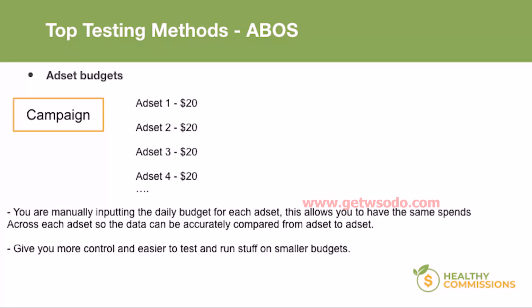So the next method of campaign structure is actually ad set budgets, also known as ABOs. So in ABOs, you're manually inputting the daily budget for each ad set. This allows you to have the same spends across each ad set so that the data can be accurately compared from ad set to ad set. So this gives you more control and it's easier to test and run stuff on smaller budgets. So you can see here in this campaign, we've got 4 ad sets and all of them are set to $20 a day.